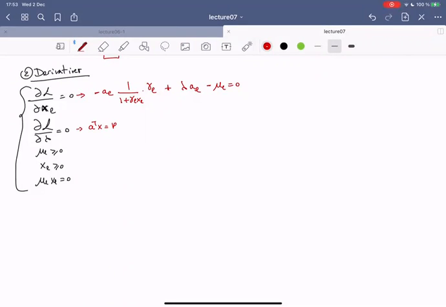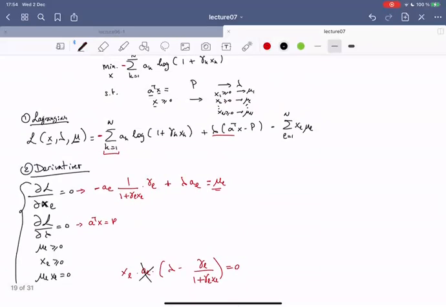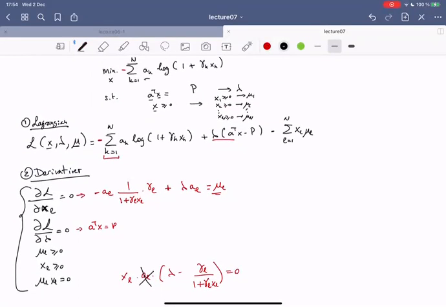Then the first equation I can solve for mu_l, so I can write this as this. Right. And then I can plug this mu_l in the last equation. So that tells me that x_l times a_l times (lambda minus gamma_l over 1 plus gamma_l x_l) is equal to 0. And now I assume that all of these a_l are positive, just to make life easy, because if this a is 0, then I can just remove it, it doesn't matter.